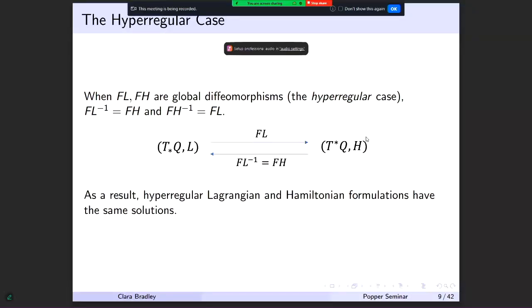And one can show that as a result, these hyperregular Lagrangian and Hamiltonian theories have exactly the same solutions to the equations of motion. So that is, if we think about the solutions to our Euler-Lagrange equations, they turn out to be unique for these theories, and we can map between the solutions in this bijective way. And in particular, if we sort of think about what these solutions look like on just our space of positions over time, then they correspond to exactly the same paths in our position over time space.